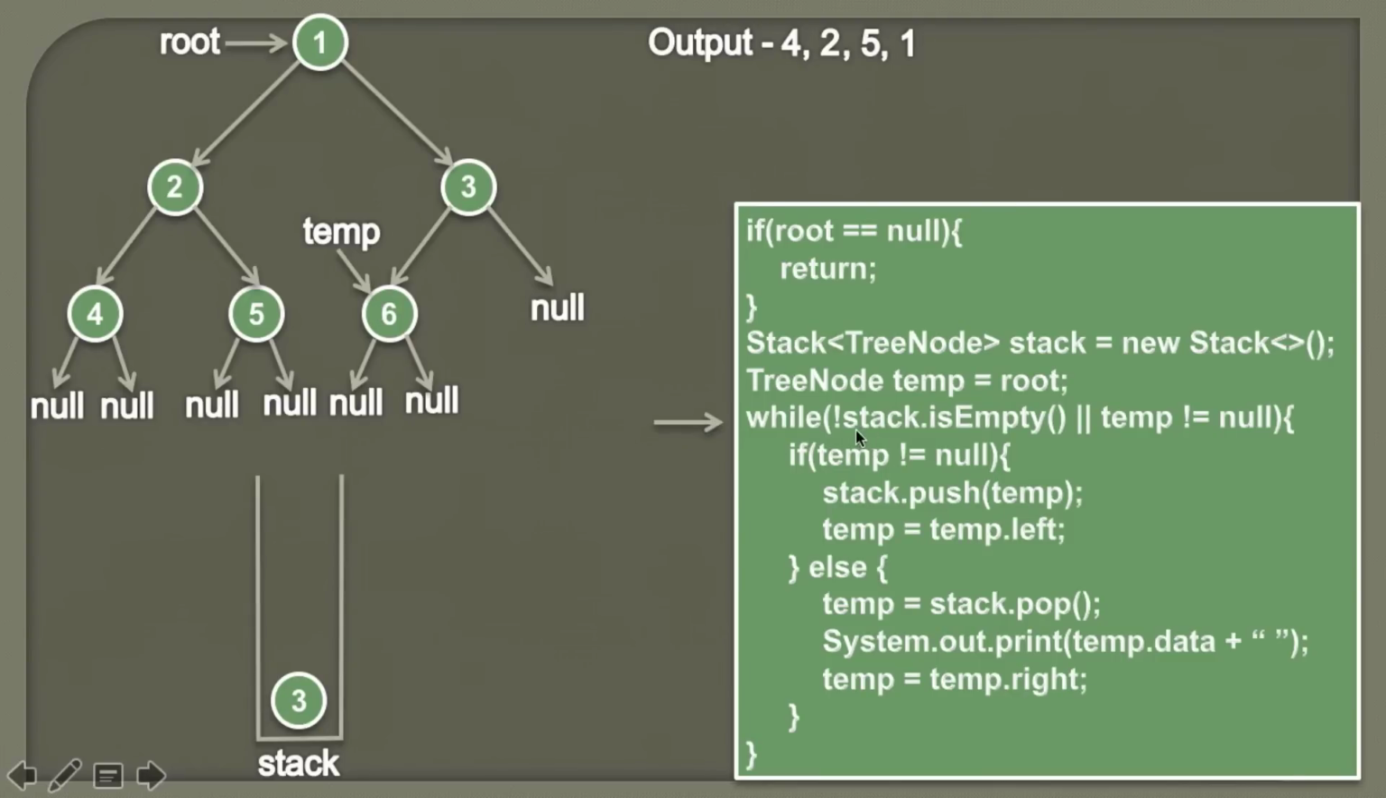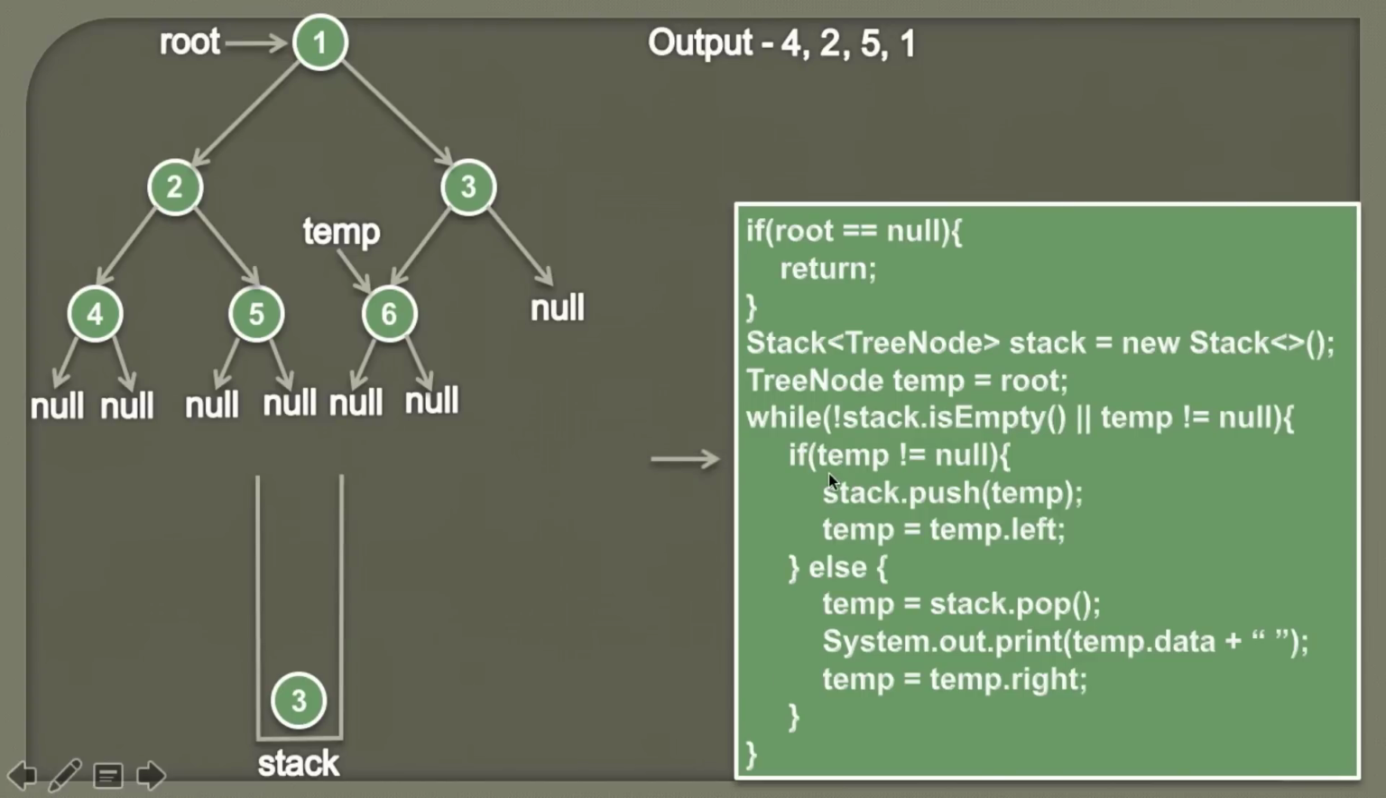In the while block we'll again check whether stack is empty or not. So currently stack is not empty, so the first condition comes out to be true and temp is actually pointing to the node 6. Therefore the second condition also comes out to be true. So the overall condition comes out to be true and while block executes.